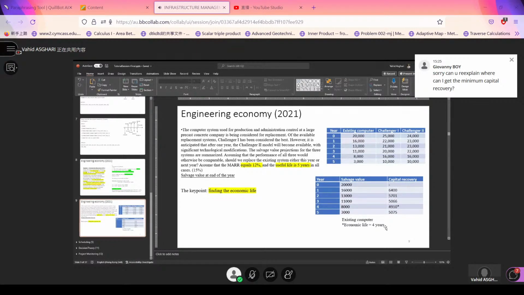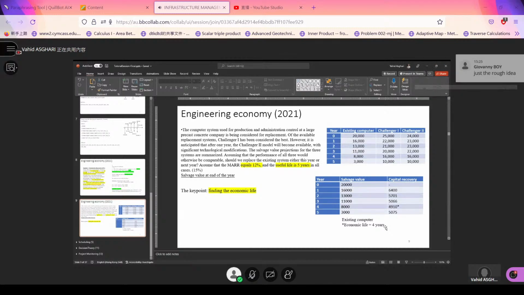We have a minimum capital recovery. You cannot get the minimum capital recovery; you have to calculate the capital recovery.